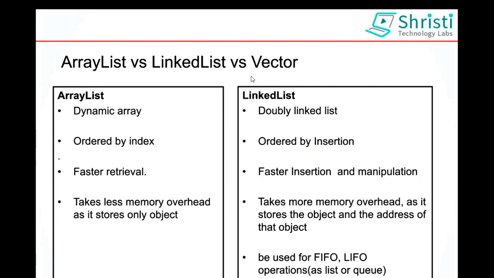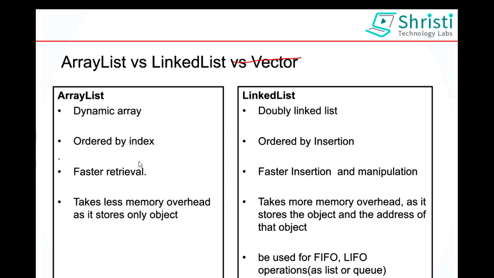Now let us see the difference between array list and linked list. Array list is a dynamic array. When you add elements, it will expand. When you remove elements, it will shrink. Linked list is also a dynamic array. When you add elements, it will expand. When you remove elements, it will shrink. But here it is a doubly linked list. Each node is connected to the next node by using a pointer.